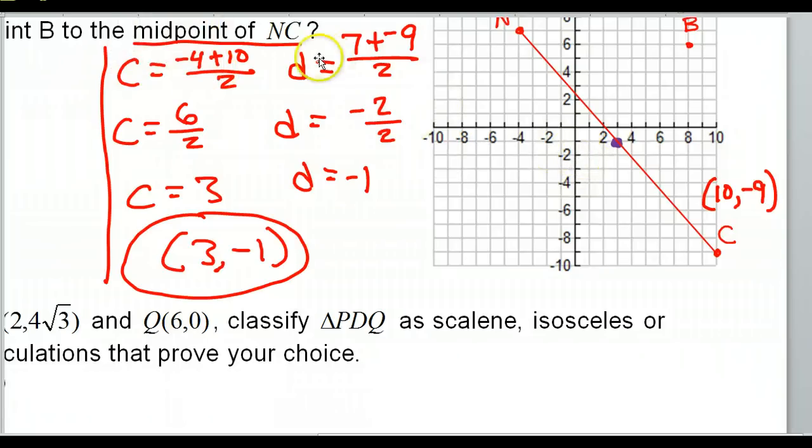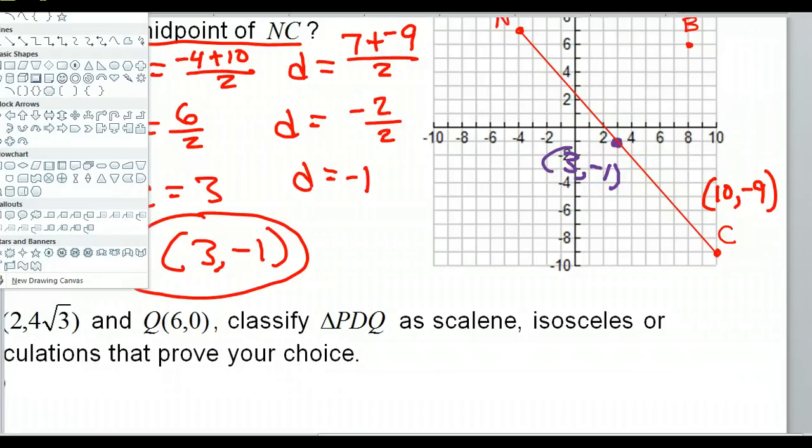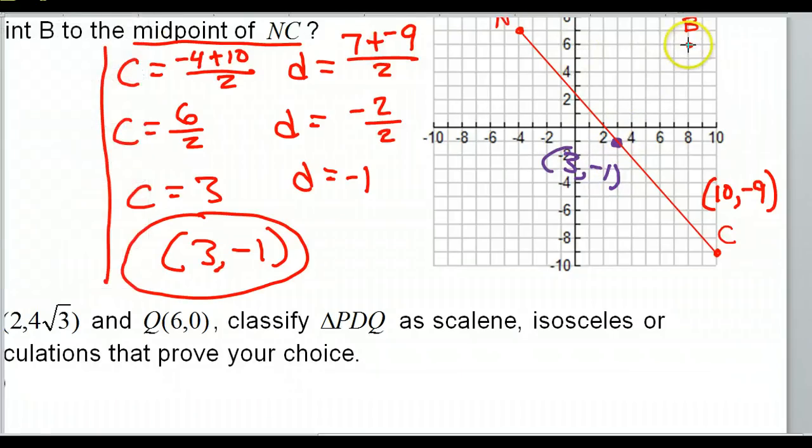Yeah, let's not forget that this point is the point (3, -1). So we are supposed to find this distance right here from B to that midpoint. Okay, well, let's do that, my friends.